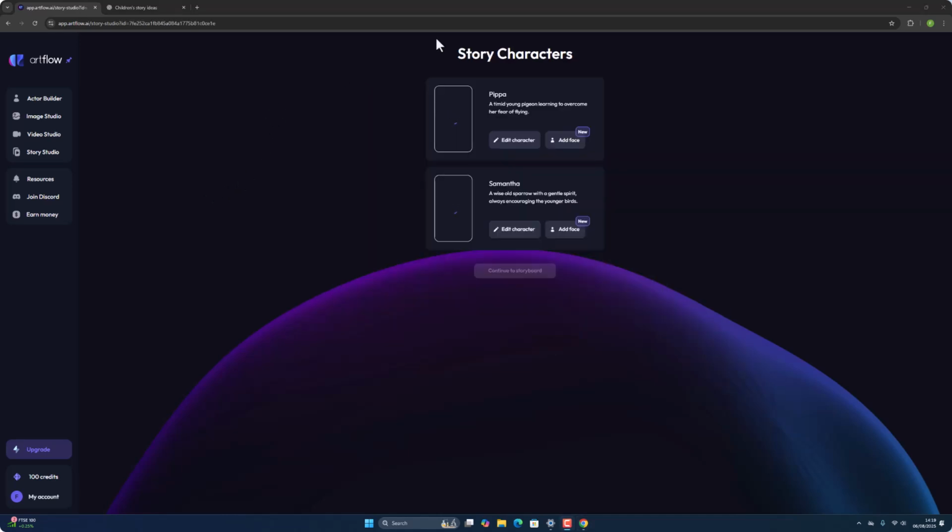Okay, fine. Story characters. This is Pippa, a timid young pigeon learning to overcome her fear of flying. This second character is Samantha, a wise old sparrow, gentle in spirit, always encouraging the young birds. It takes some time to generate those characters. Okay, fine. Continue to the storyboard.